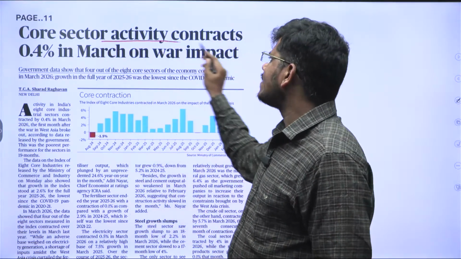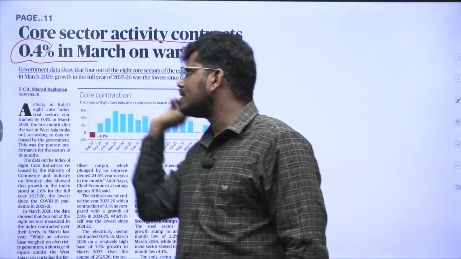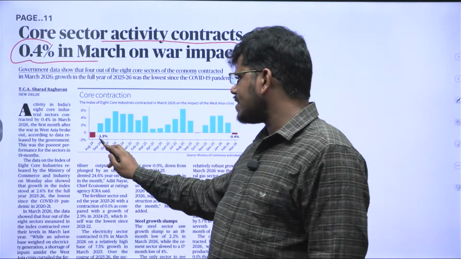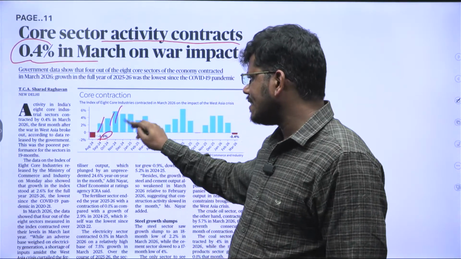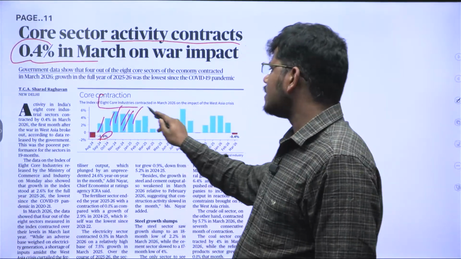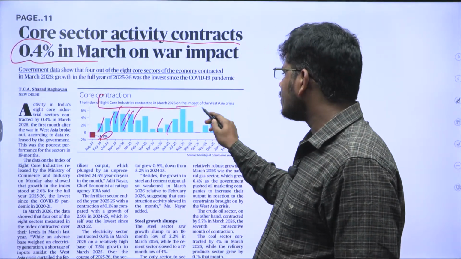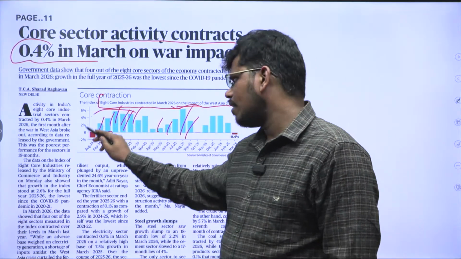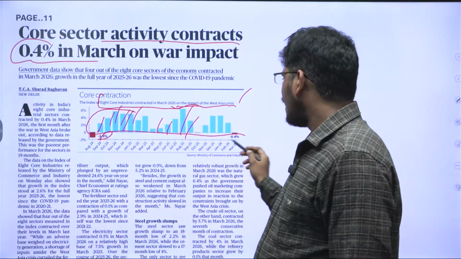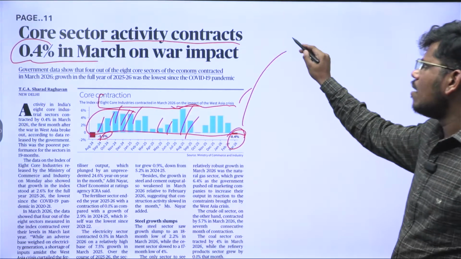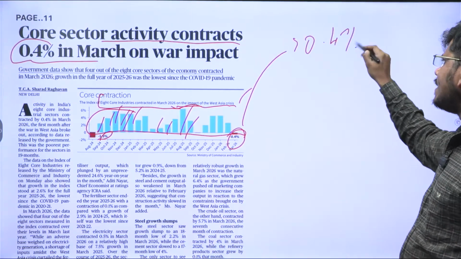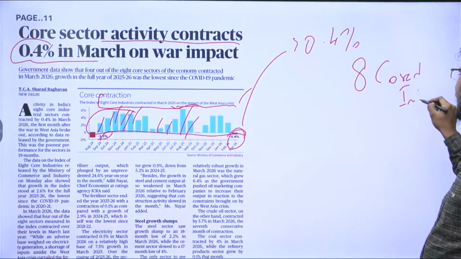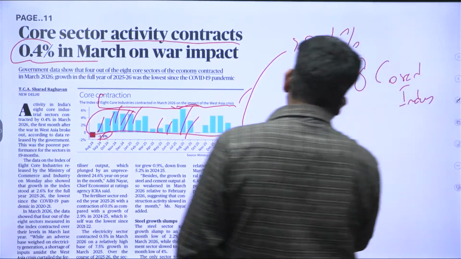Core sector activity contracts 0.4% in March. So what happened? You can see in August 24 there is a dip, but after that there is only an increase in these core sectors. The 8 core industries contracted in March 2026 on the impact of the West Asia crisis. You see, there is no decline in the growth, but in March 26 there is a 0.4% decline in India's 8 core industries. So what are India's 8 core industries?